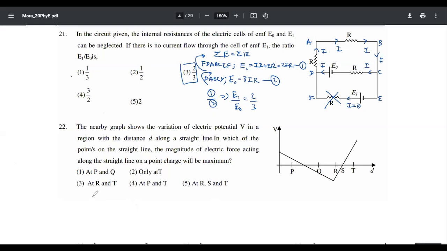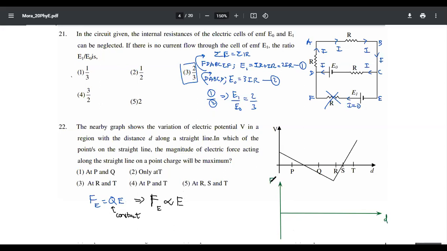Maximum. Now, electric force is equal to QE. We have studied that. So Q is a constant. They are talking about a particular charge, a point charge. If Q is a constant, that means the electrostatic force acting on that charge is proportional to E. Let me convert this diagram to an E versus D diagram. Let's see how many of you can remember.